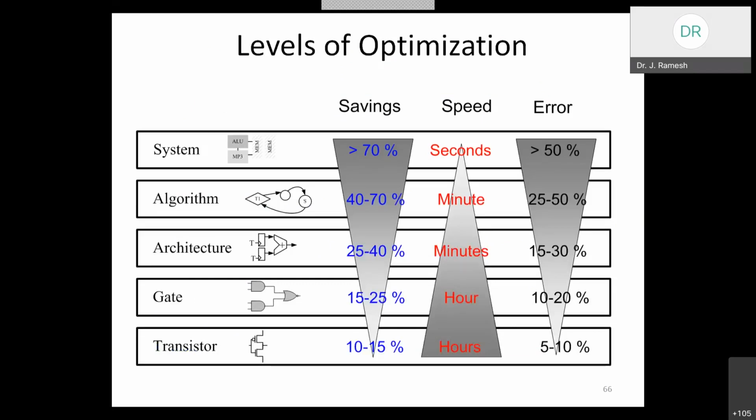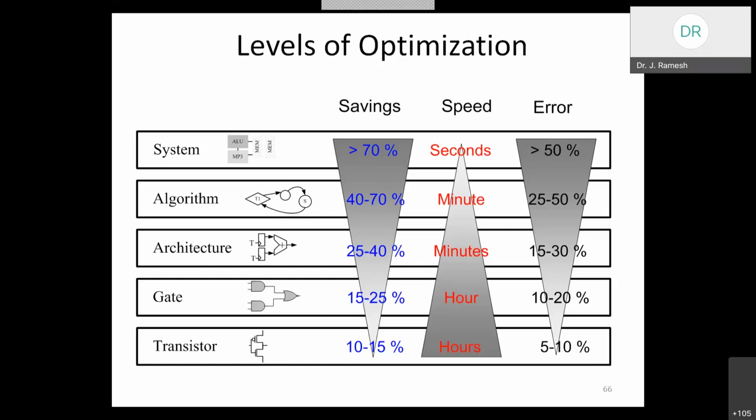Starting from the system level, then we have the behavioral synthesis level, and then the logic level, and then the physical design level. So these are the four levels of design abstraction. At which level do we have to apply the optimization techniques? At each of the levels, we can perform the optimization. But what are the advantages and disadvantages of applying the optimization techniques at each of these levels?